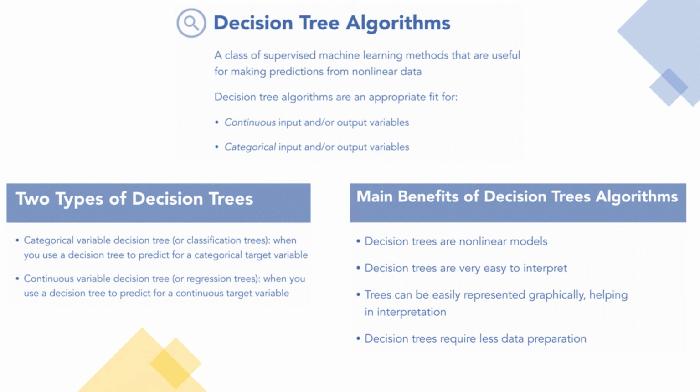Now we already talked about classification trees and regression trees. So the classification tree is categorical variable decision tree. And this is when you use a decision tree to predict for a categorical target variable. The regression is the continuous variable decision tree. And this is when you use a decision tree to predict for the continuous target variable.